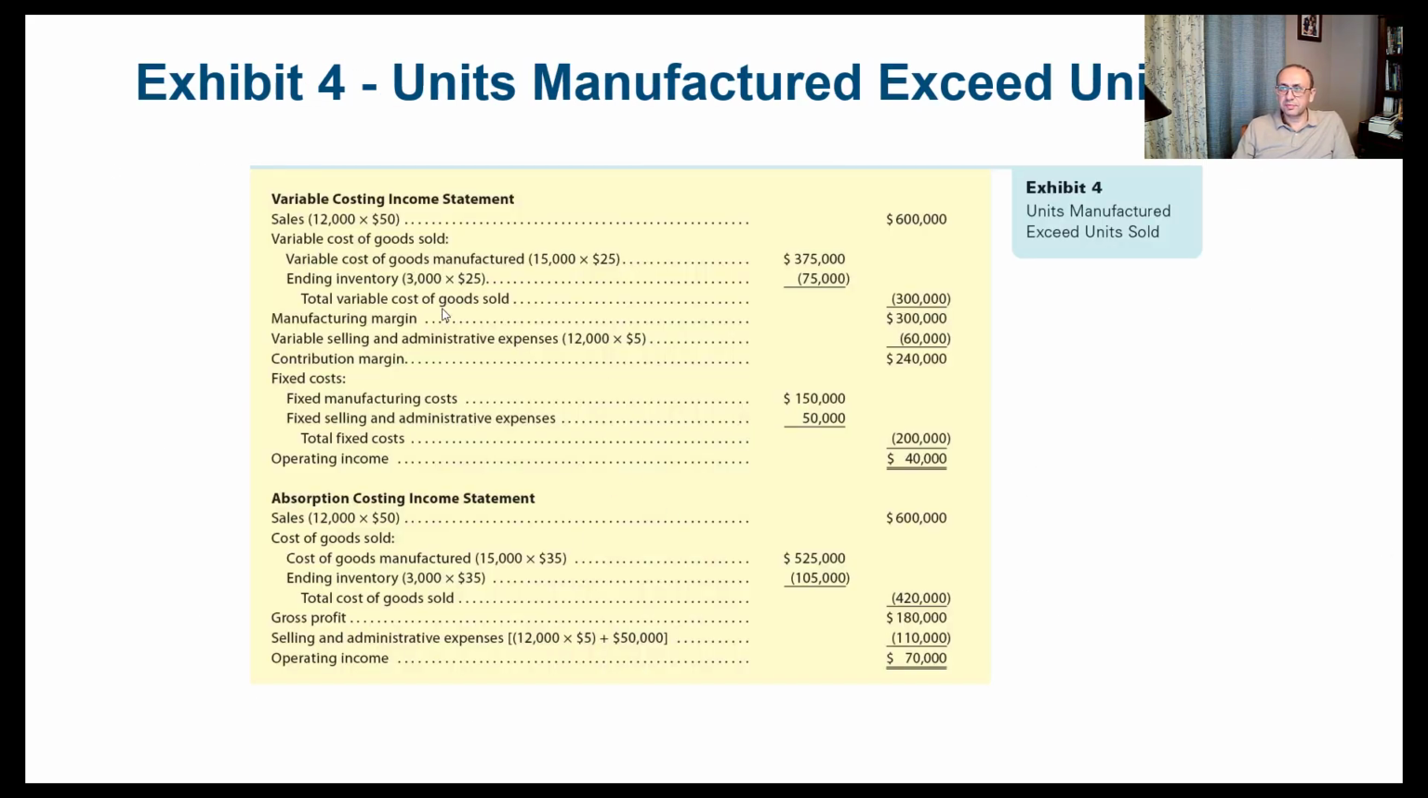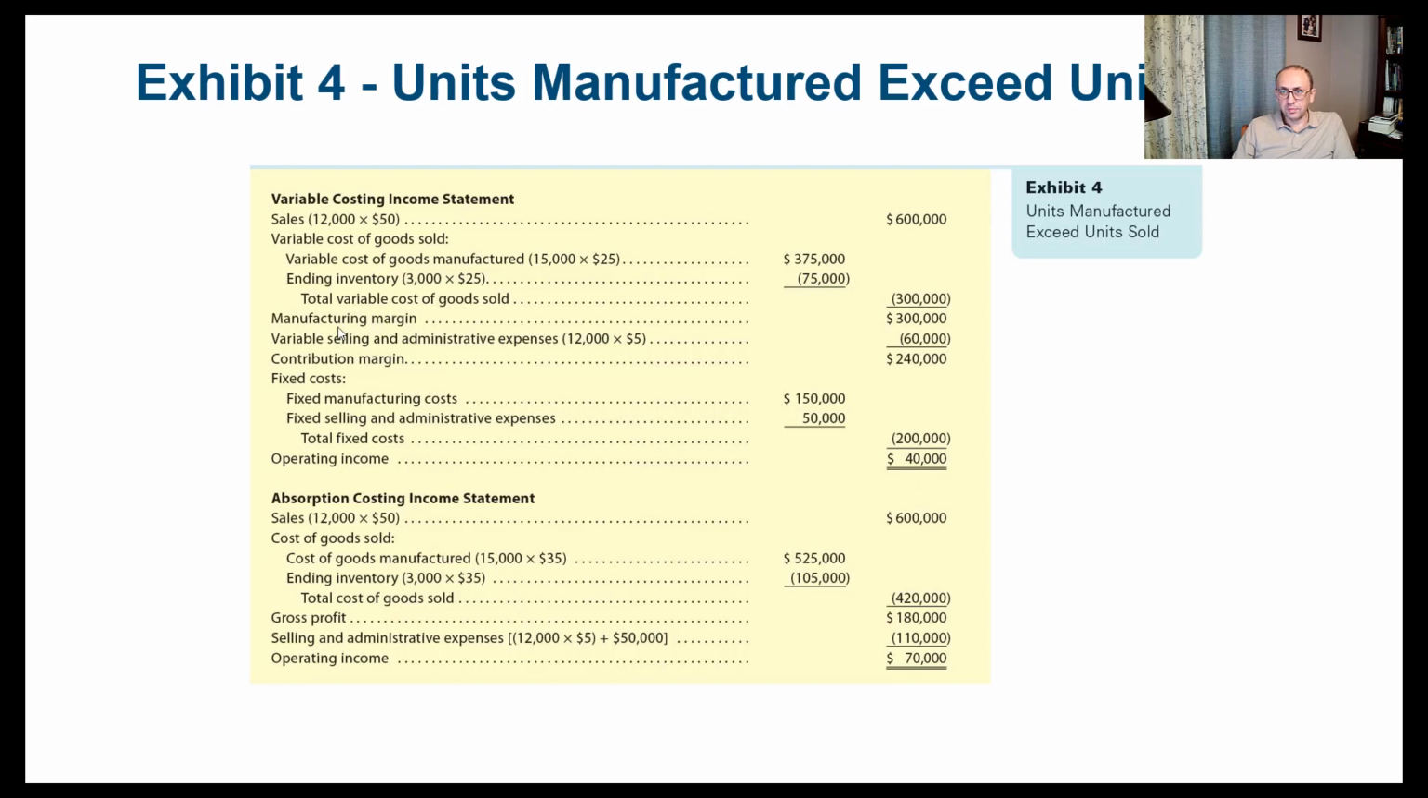So here we have two income statements, one for variable costing and one for absorption costing. You see here the sales are the same. We sold 12,000 units at 50, and it was 600,000 in both cases. Remember, in the variable costing income statement, we have 3 steps. We have to calculate the manufacturing margin, the contribution margin, and then the operating income.